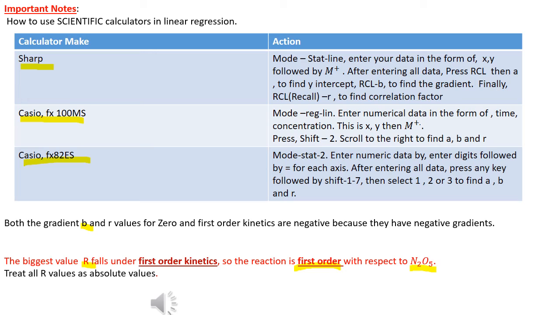Both the gradient b and r values for zero and first-order kinetics are negative because they have negative gradients. The biggest value of r falls under first-order kinetics, so the reaction is first order with respect to dinitrogen pentoxide. Treat all r values as absolute values.